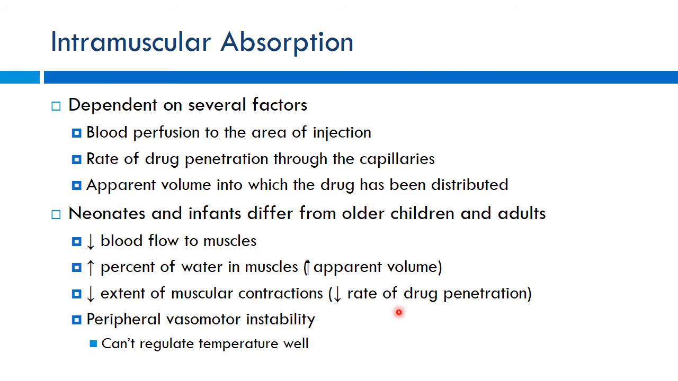And the other thing that kids have as well, especially infants, is this peripheral vasomotor instability. So because they can't really regulate their temperature very well, having blood flow around the muscles being controlled very well is just not happening yet. And so it takes time for them to really develop that to allow for more consistent absorption from the intramuscular route.